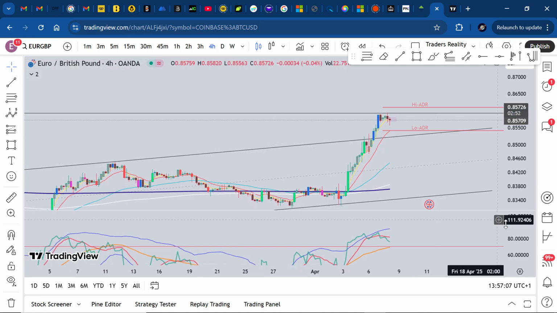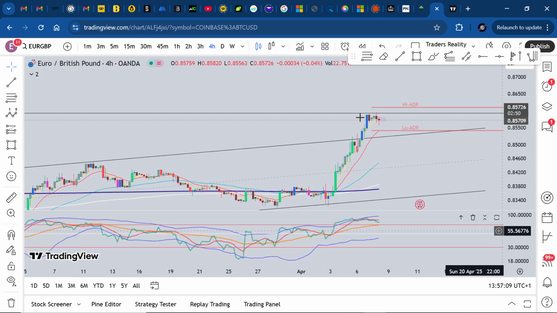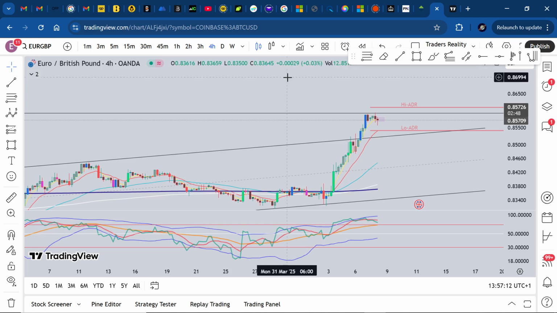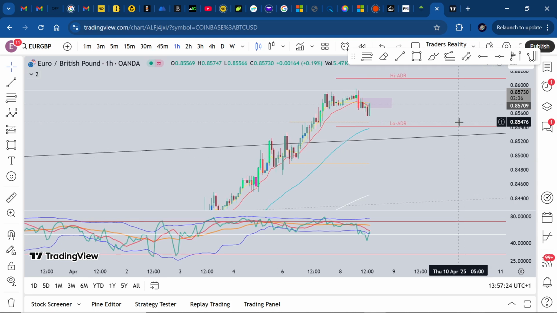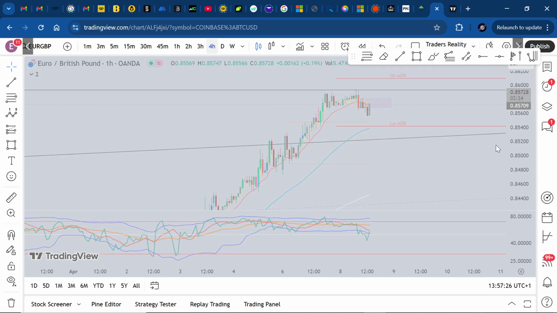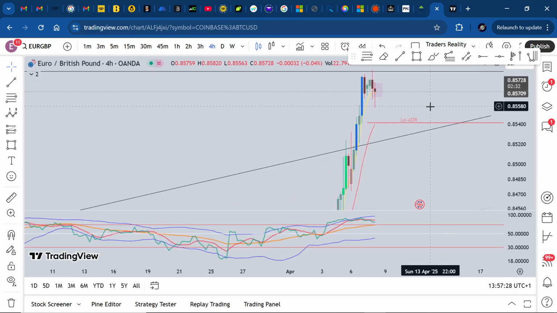We're back on Euro GBP. I am looking for downside in Euro GBP. Right, let's get into it. Go to the 1 hour time frame. Now, in fact, let me just point out what else has happened on the 4 hour time frame.